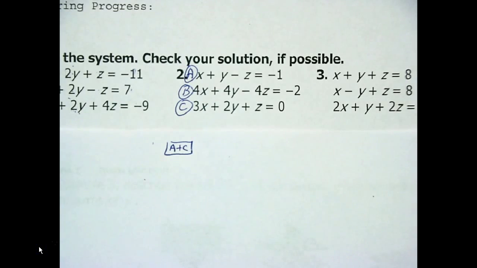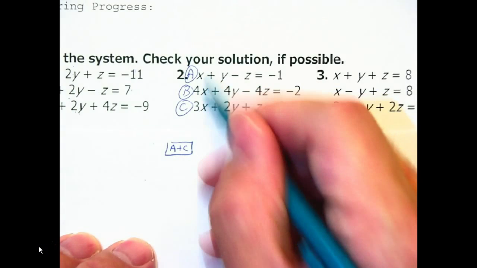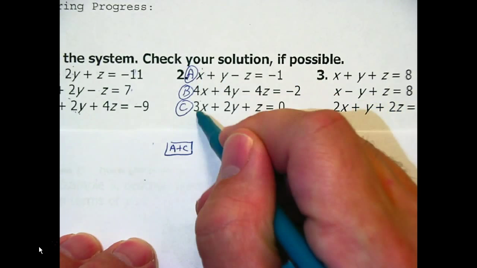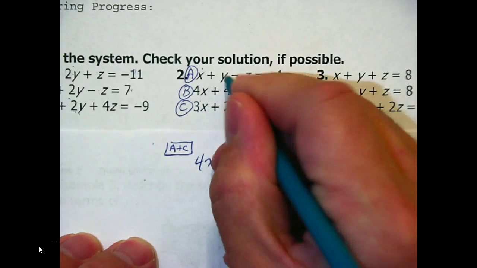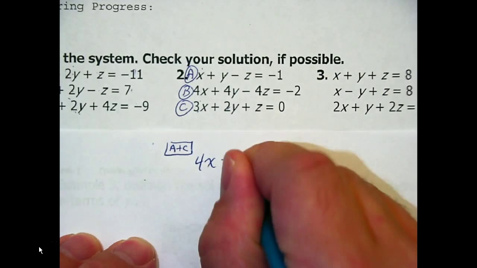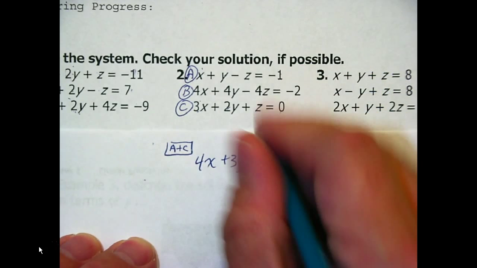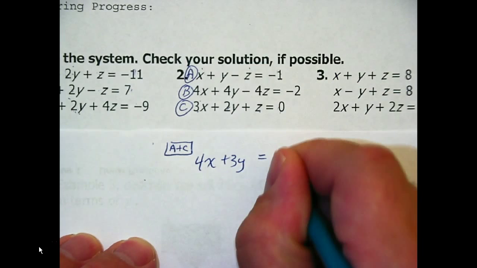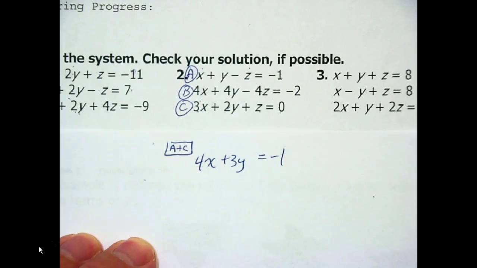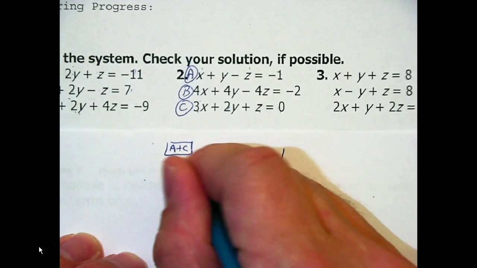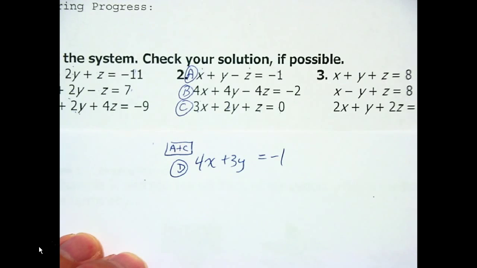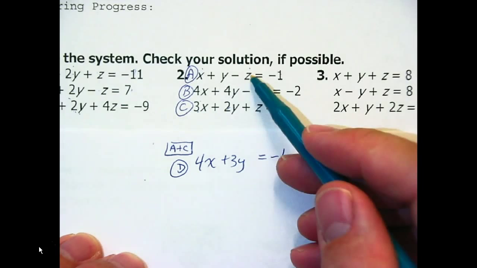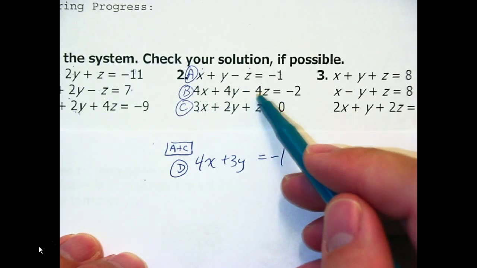Okay, so when we go x and 3x we get 4x, y and 2y is 3y, and z and negative z is 0, negative 1 and 0 is negative 1. Now, when you're done there and you get another equation, just label it equation D. Okay, and now we have to eliminate z from B. How are we going to do that?